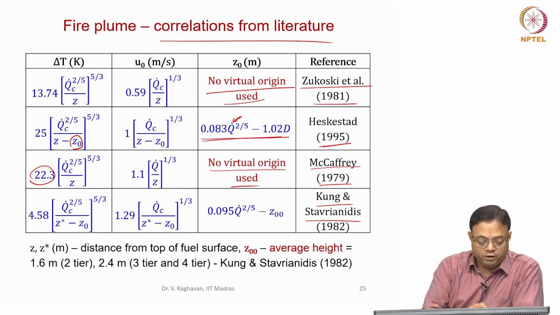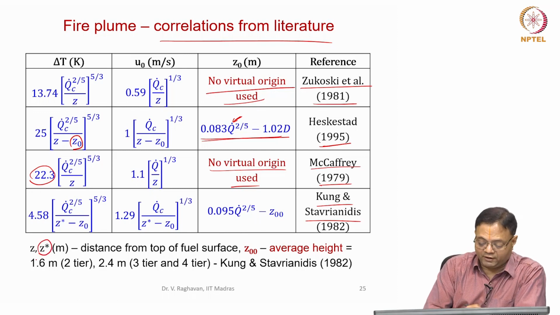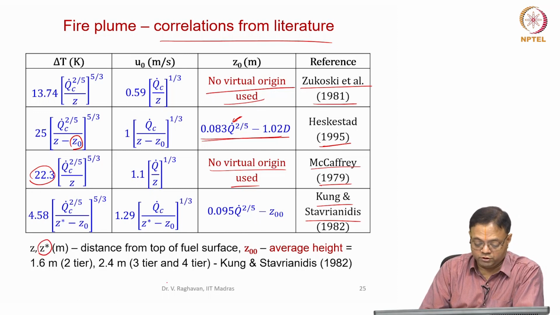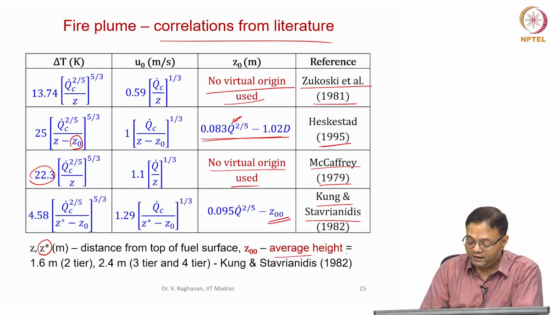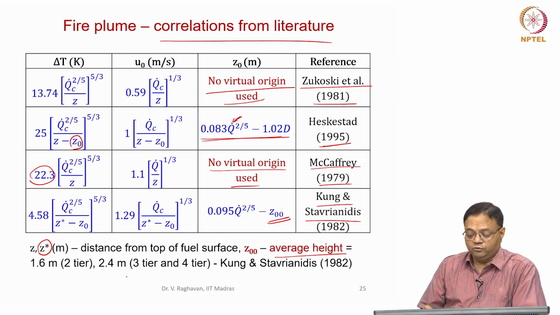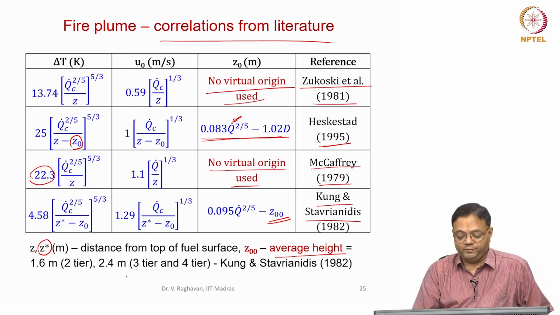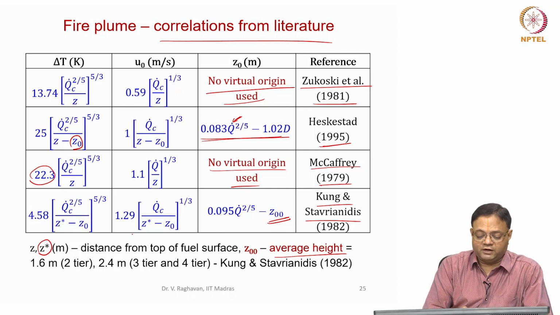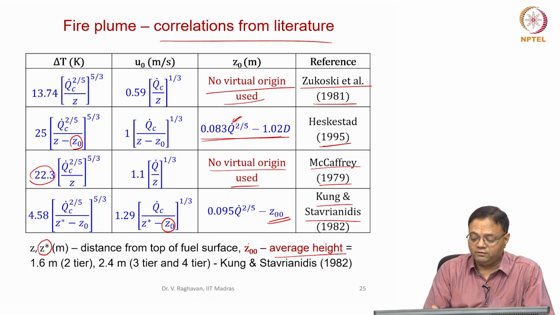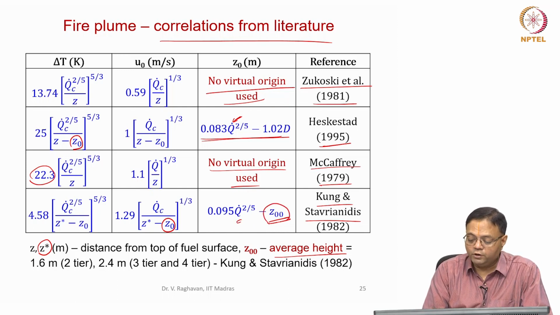Similarly, if you go for Kung et al., you can see that some virtual origin is used. Also, a factor called Z star is used. That is the distance from the top of the fuel surface. Z00 here is the average height. So this is a somewhat more complicated expression, where more consideration is given to the distance or the virtual origin, but the virtual origin itself is correlated with respect to heat release and a factor called Z00, which is the average height.